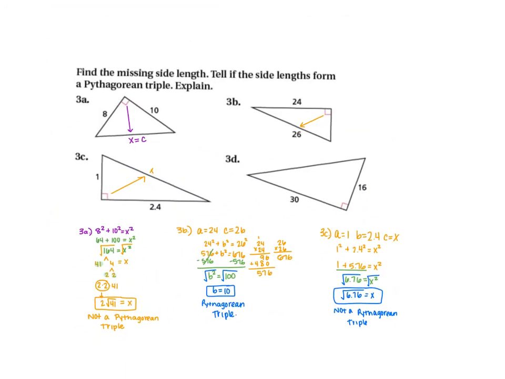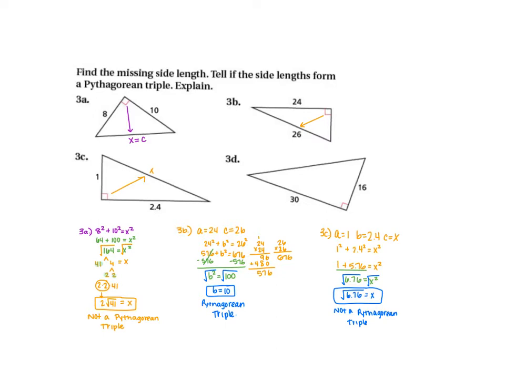All right, so this is the work for these examples here. For 3a, 8 squared plus 10 squared would give you 64 plus 100. Square root of 164 breaks down into 41 and 4, and 41 is prime. 4 breaks down to 2 and 2. This becomes 2 root 41, not a whole number, so it's not a triple. 3b, 24 squared plus b squared equals 26 squared. 24 times 24 is 576, plus b squared equals 676. Subtract 576 from both sides, and I get b squared is 100. Square root of 100 is 10. That's a whole number, so this is a Pythagorean triple.